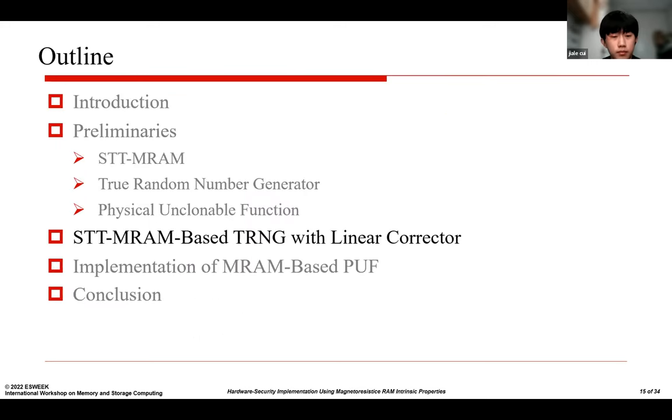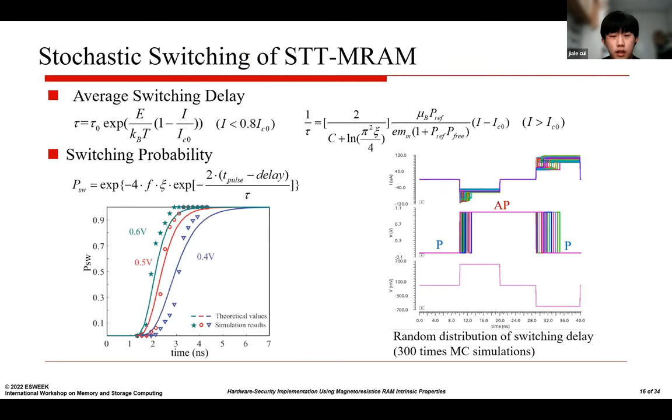In this section, we present an STT-MRAM-based TRNG with linear corrector. Stochastic switching is an intrinsic property of STT-MRAM. It can be expressed as the following equations. From the left figure, we can see that the switching probability depends on current amplitude and pulse width. The right figure shows the stochastic switching probability property simulated by Monte Carlo simulations.